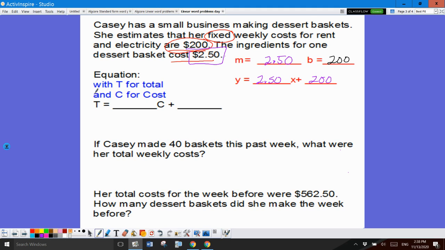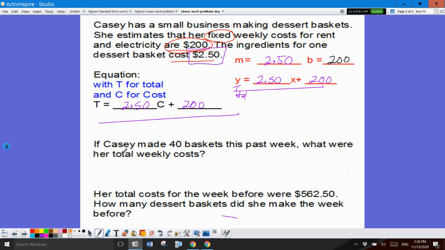All right, so now we're supposed to write the equation for T for total and C for cost. T for total and C for cost. Well, if I look at this equation, and I know they're supposed to kind of look the same, my y would be my T because this is really my total. So I really have T equals 2.50C plus 200.